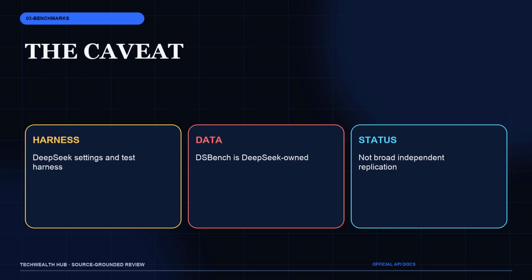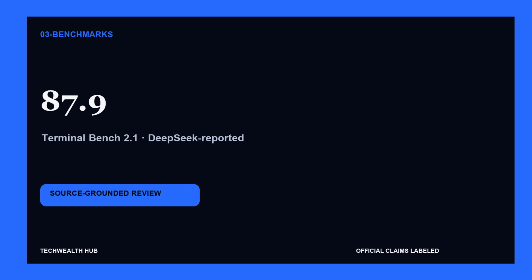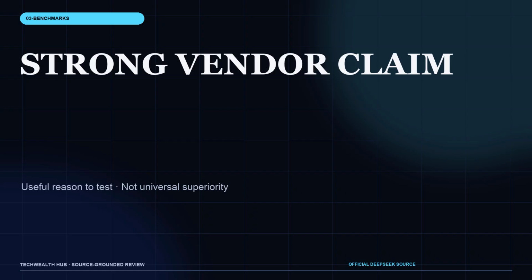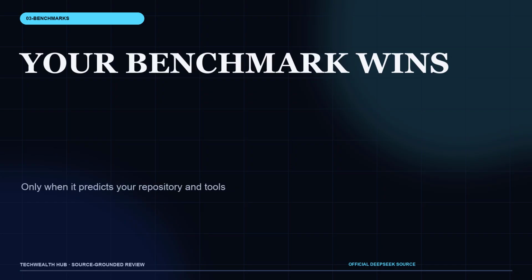The image says public code agent tasks use DeepSeek's harness and specific settings, and DS Bench is DeepSeek's benchmark. Same-day third-party tests show bounded coding experiments, but not broad production replication. Treat this table as a strong vendor claim and a reason to benchmark, not permission to declare universal superiority.